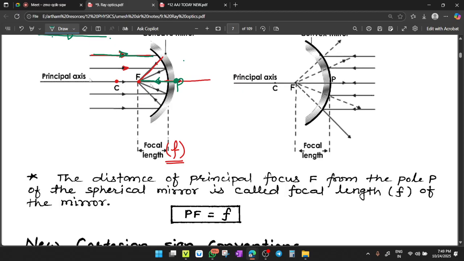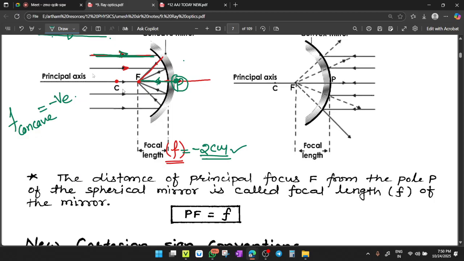So here in the case of a concave mirror, focal length will be negative. If you have moved 2 centimeter, then you should take f equals minus 2 centimeter. Got it? Clear or not? So all the distances should be taken from the pole, and in the direction of the incident ray, all the distance is taken as positive. In the direction opposite to the ray, distance will be taken negative. Clear or not? So the focal length of the concave mirror is always negative. Make it a point: f concave is equal to negative. Clear?